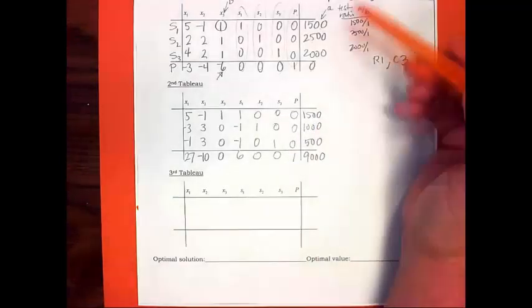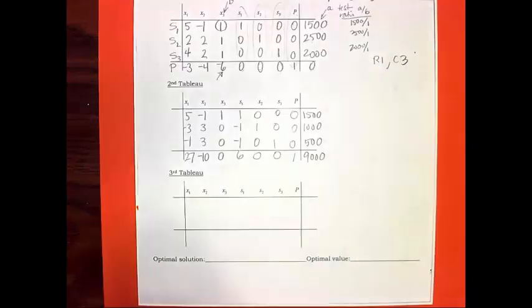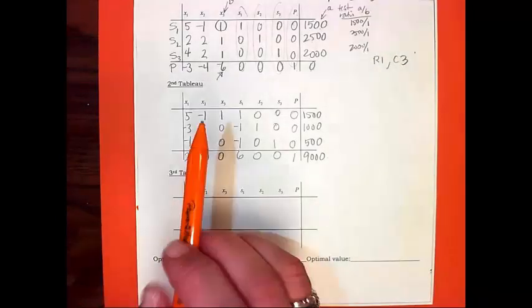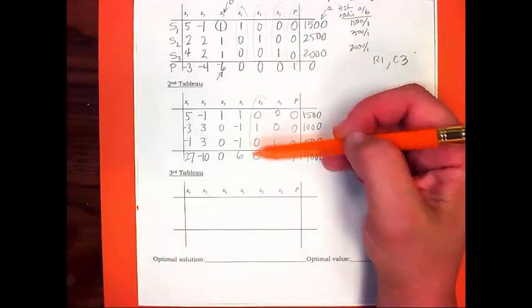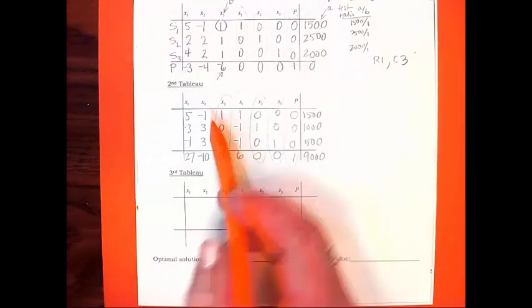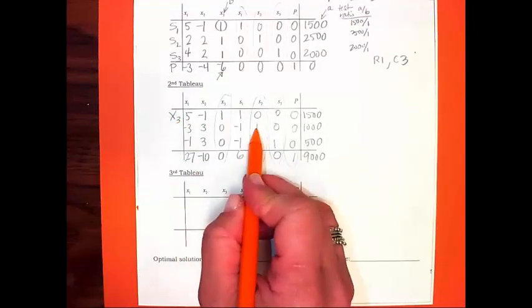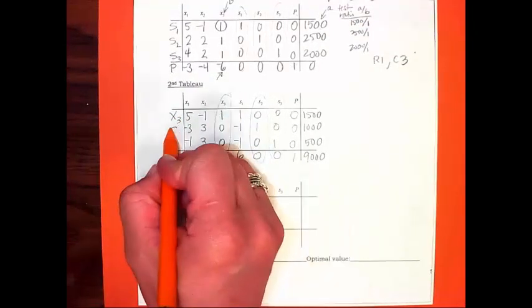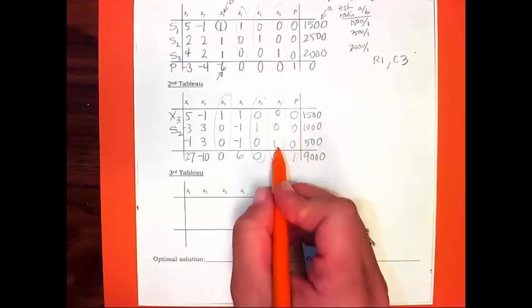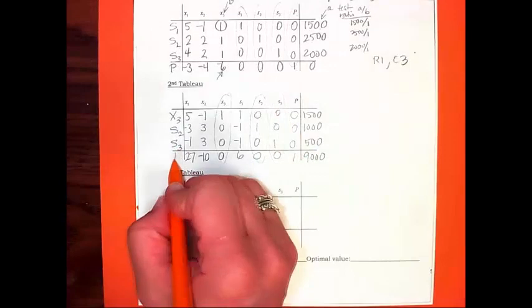So the value of P jumped from 0 to 9,000 in this one pivot. And let's see which variables are active. So we look at the unit columns, and we've got one more here. So it looks like X3 is active in the first row. S2, because the 1 is in the second row, is active in the second row. S3 is going to be active in the third row, and P is going to be active in the fourth row.